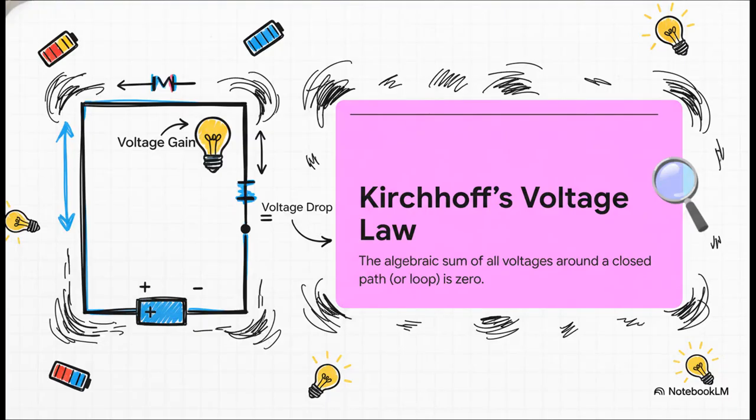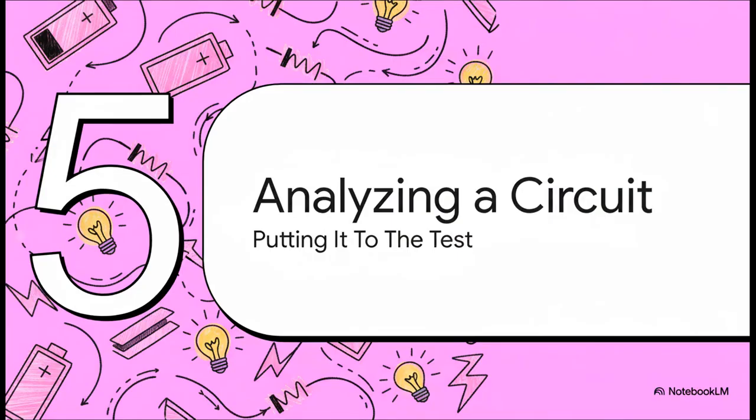Okay, our second big law is Kirchhoff's voltage law, or KVL. The big idea here is basically conservation of energy. It just means that in any closed loop, like our little light bulb circuit, the energy you put in has to equal the energy that gets used up. All the voltage supplied by the source gets dropped or used by the components in the path. Nothing just disappears.